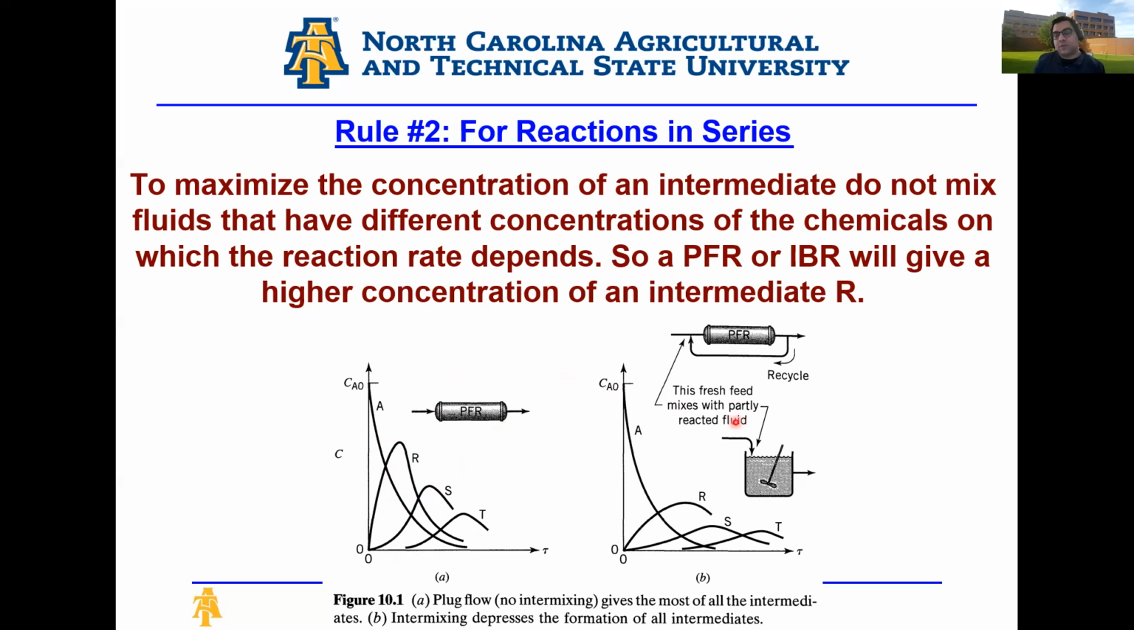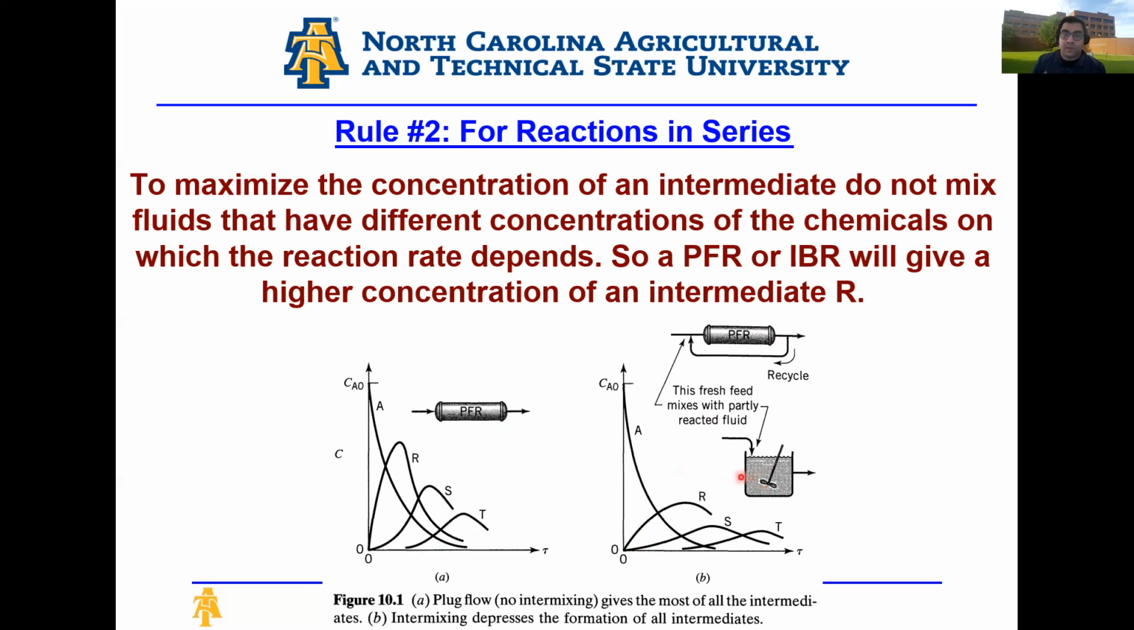This is opposed to the case on the right here, where if I have a PFR with recycle, I'm mixing streams at different states of conversion, or streams which have different concentrations of my intermediates, right? So for example, my feed might have no intermediate, whereas my recycled stream might have a high concentration of the intermediate. So I'm mixing these two streams, and this will result in a lower concentration of my intermediate in my system.